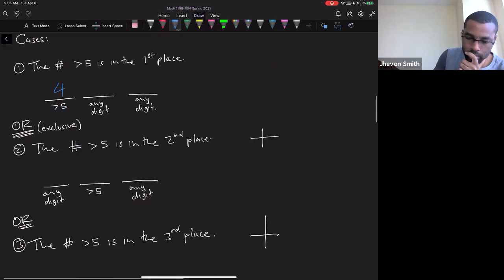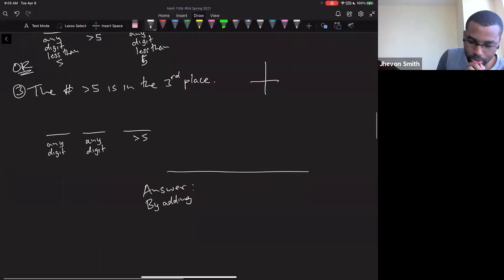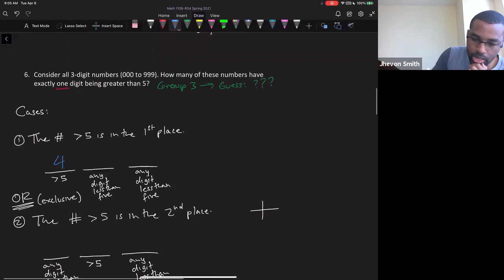Exactly one digit greater than 5. Oh, no, sorry, not any digit. It's any digit less than 5. Reading the instructions is important, because any digit would mean they were allowed to be greater than 5. I don't want that, less than 5. So how many options now? Why am I writing out "less than"? I should have just written less than 5. So now I have 6 options up here.